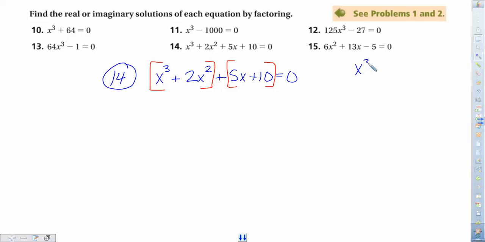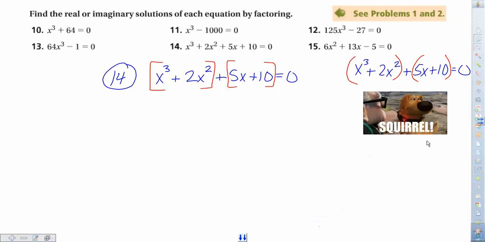They will do this, where they'll have the x cubed and then the 2x squared. They'll set this problem up wonderfully. And then instead of putting brackets like that, they'll put parentheses here to symbolize the group. And here's exactly what they will do next. They'll get somehow distracted. For some weird reason, something might happen. They write this down, and then all of a sudden, squirrel! And then they get distracted.